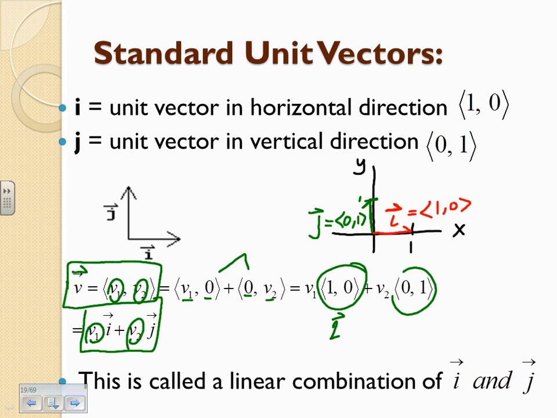Yes? So are i and j always in terms of, maybe like 5, 0, or 0, 5? No, they're always like this. Okay? All right.